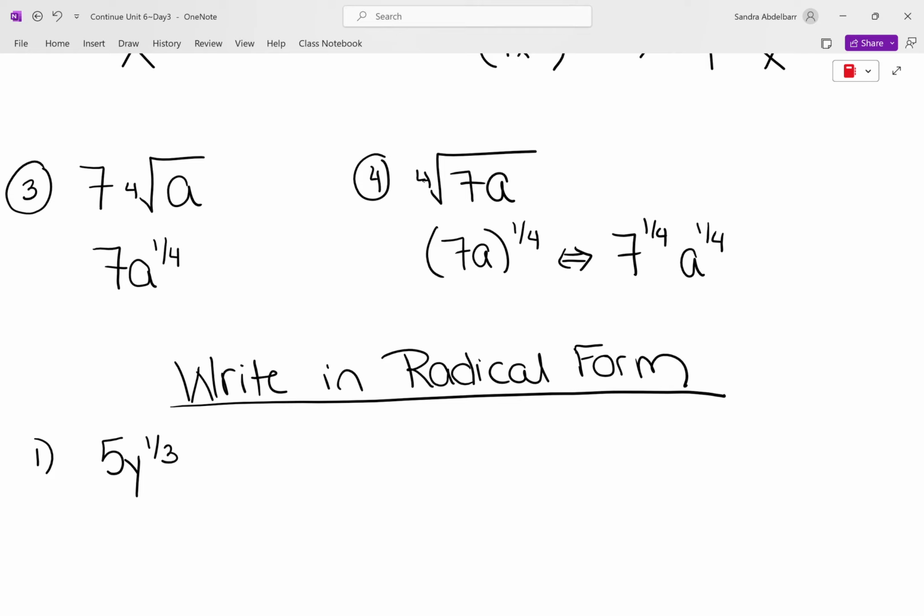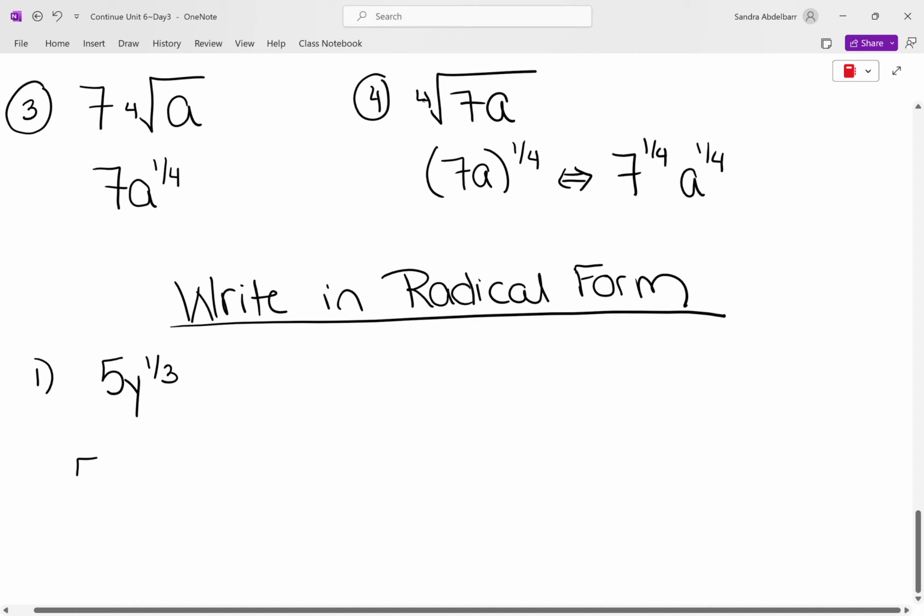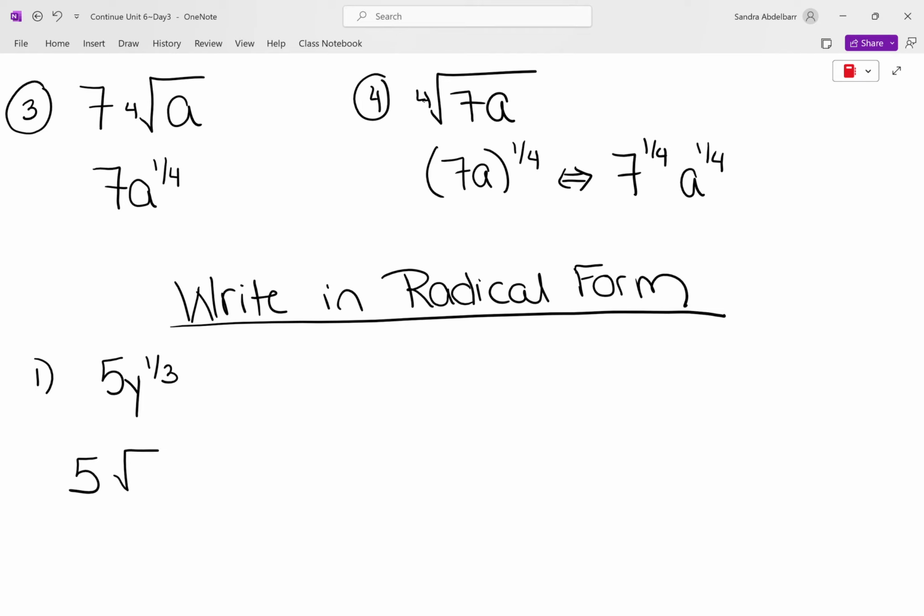Who has that exponent of 1/3? The 5, the y, or the 5 and the y? Tori? Just the y. So now the 5 is just our whole number, and the radical only goes over the y. So we know we're going to have our radical. Y is going on the inside. The denominator is our index, so this is the cubed root of y to the 1st.